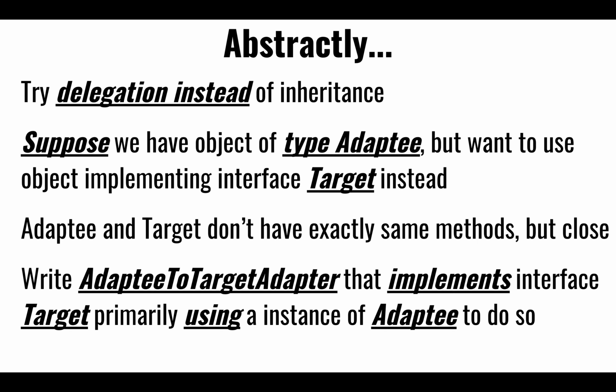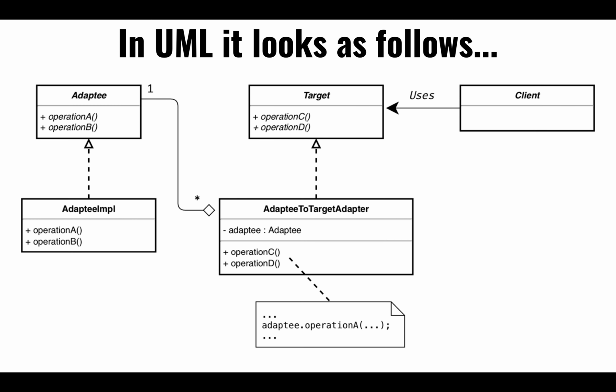Again, the client might be expecting an object of a particular type, the adaptee, but instead, I'm sorry, the target, but instead we have something of type adaptee. And the same strategy, we're going to implement the interface, but implement it in terms of the object that we actually have. Same name, adaptee to target adapter. It's going to implement target, but it's going to use an instance of adaptee as opposed to inherit from adaptee. Okay. So in UML, we still have the same thing. We have the client, which is expected to be able to use an object of type target, but instead we have something of type adaptee.